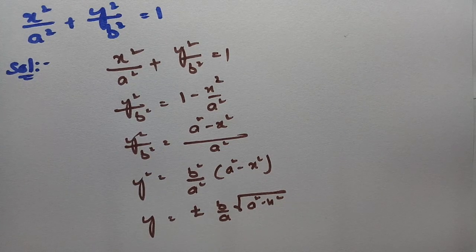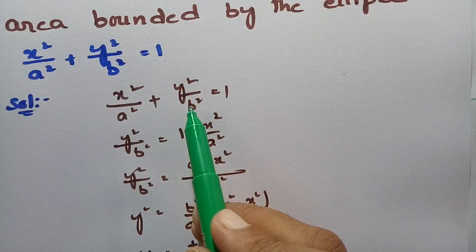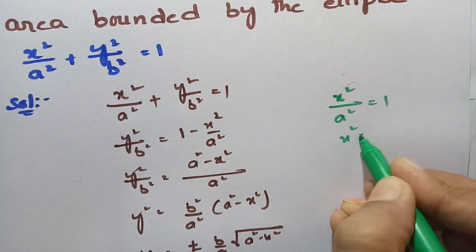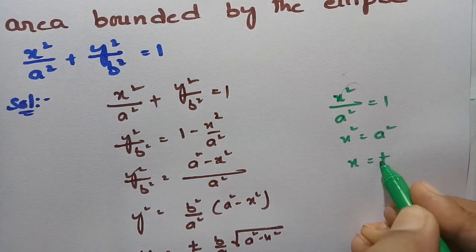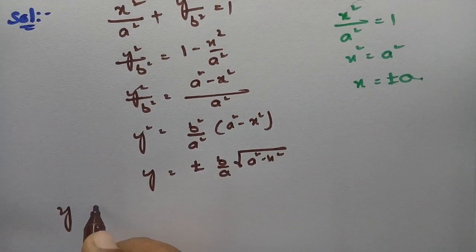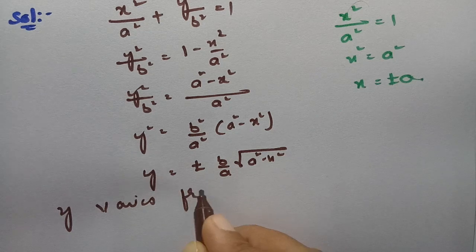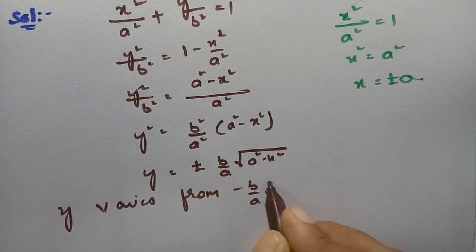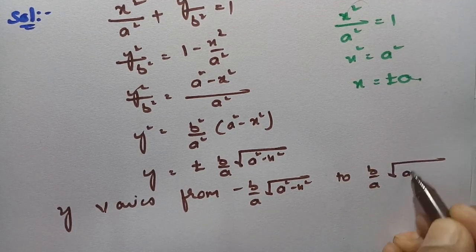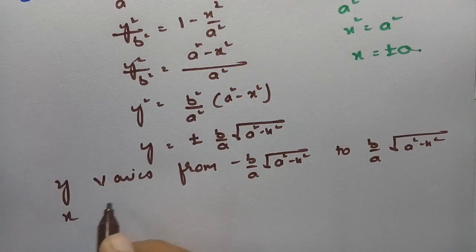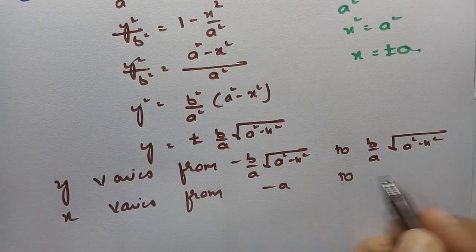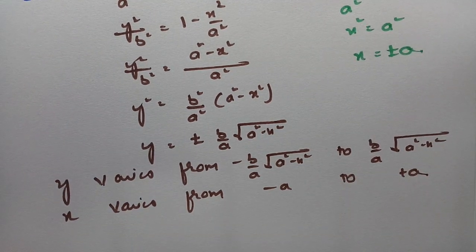So if I want the x limits, I have to put y is equal to 0. So this will be x square by a square is equal to 1. So x square is equal to a square and x is equal to plus or minus a. So I got the values of the limits: y varies from minus b by a root over a square minus x square to plus b by a root over a square minus x square, and x varies from minus a to plus a. So here are the limits.